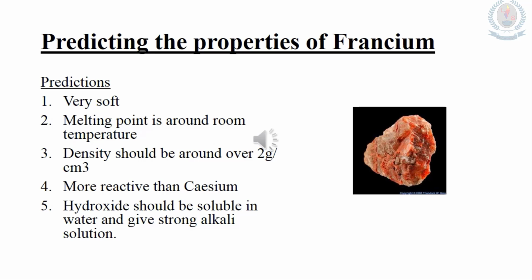We can predict that francium is a very soft metal, and its melting point should be around room temperature, because as you know, the melting point and boiling point decrease as we go down the group. The density should be over 2 grams per cubic centimeter, when we compare with the density values of the other metals. It should be more reactive than cesium, and its hydroxide should be soluble in water and give a strong alkali solution. If we carry on with the basic concepts of this group, we can make this kind of prediction for any atom in that group.